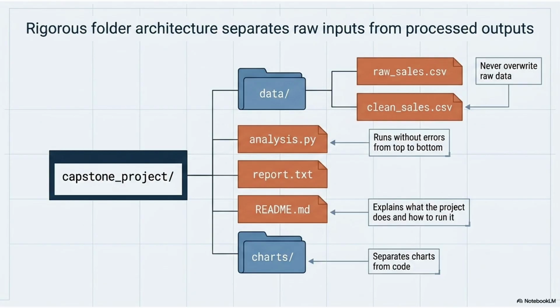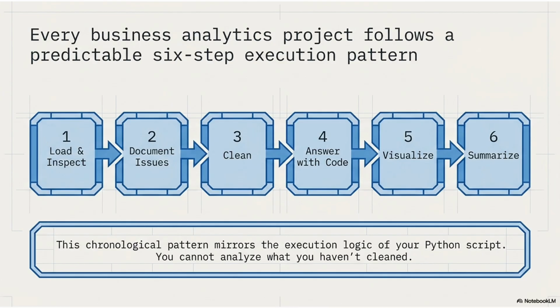Your analysis.py script should follow this same 3-phase architecture. Load and clean in the first section, aggregate and answer in the second, and visualize and export in the third. Professional projects use a rigorous folder architecture that separates raw inputs from processed outputs. Never overwrite your source data.